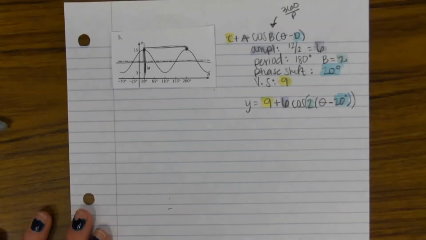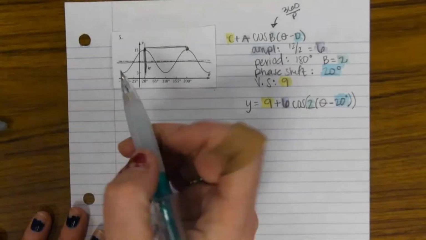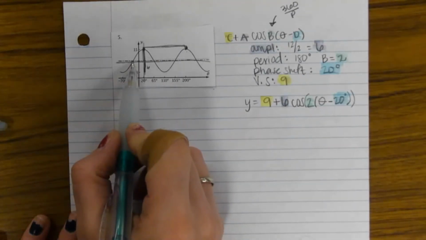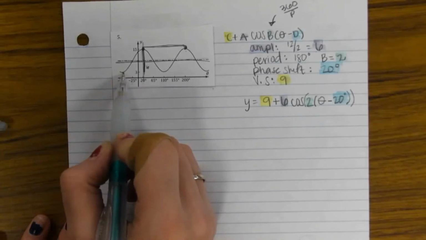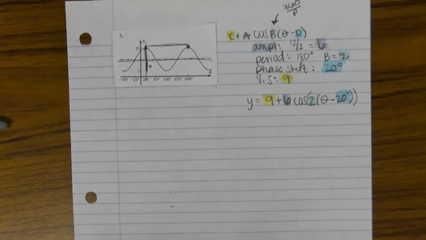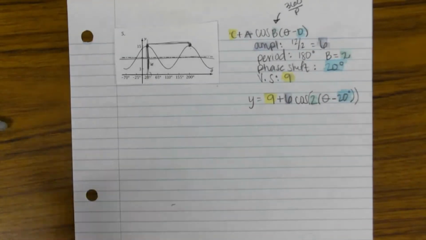Cosine was not the only equation that you could have used. You could have started here and used a sine function. You could have started here and used a negative cosine, or you could have started here and used a negative sine. Really, it's your choice what you choose. I like to choose the one that has the least amount of displacement.